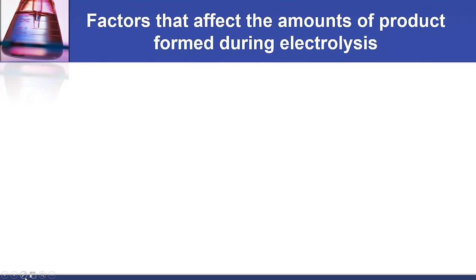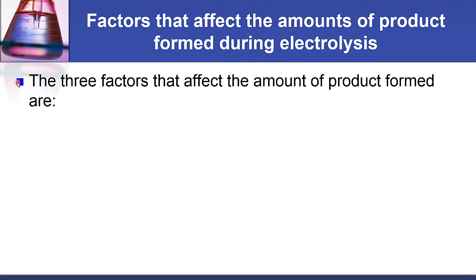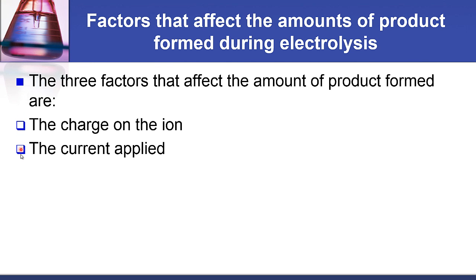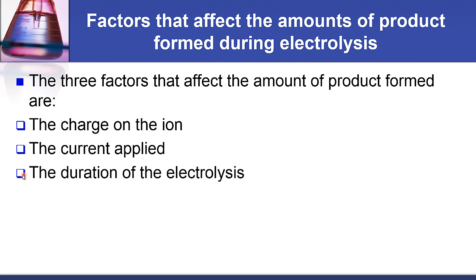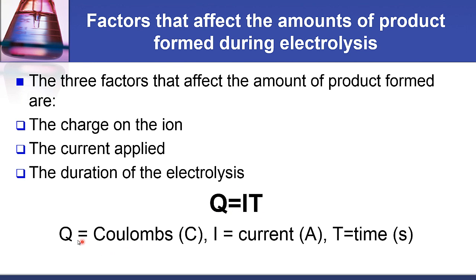In this video, we'll look at the factors that affect the amount of products formed during electrolysis. There are three factors that affect the amount of product formed: the charge on the ion, the current applied, and the duration of the electrolysis. We can use this equation, Q equals IT, where Q is coulombs, I is current, and T is time in seconds.